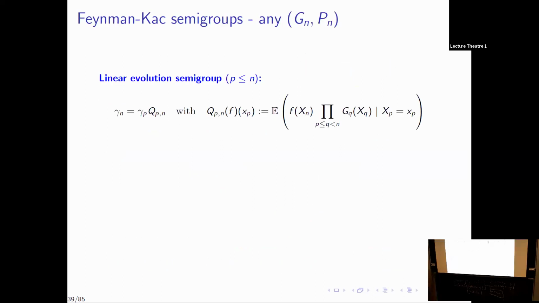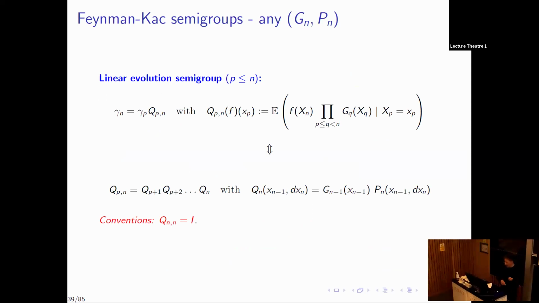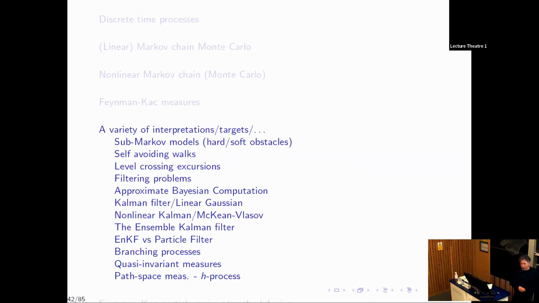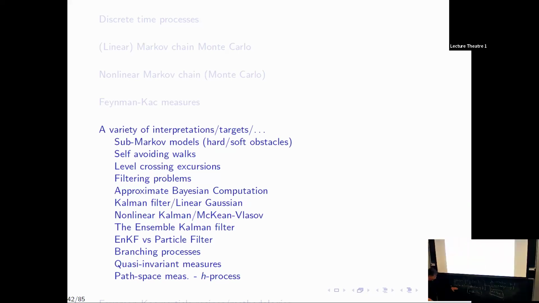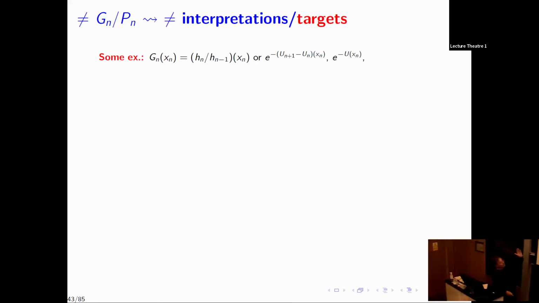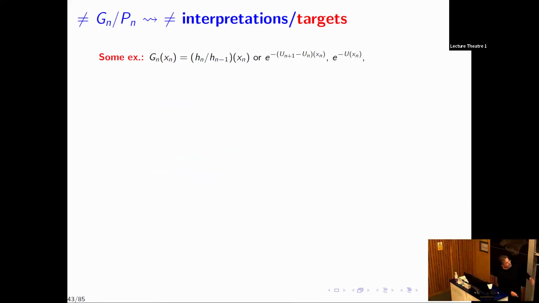Okay, so now the semi-group, maybe I will not have time to discuss this. I will jump a little more to applications. I will come back if needed. Okay, so I think people are more interested in that. The variety of interpretations, there are plenty. The models are very abstract. As I said, I can take a potential G, a Markov transition P. Let's see some examples. Okay, so depending on how you choose G and how you choose P, you have different interpretations and different targets.